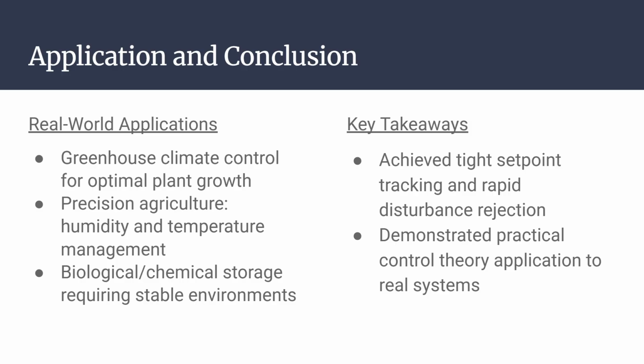And to wrap up with some applications of this project of what it would look like in the real world, a typical application would be a greenhouse climate control for optimal plant growth. If you had a scenario where you needed to maintain a set humidity despite disturbances like doors opening or people moving around, this would be a control setup that you could put into place to ensure that your environment is kept safe. And along with that, there's potential for biological or chemical storage if they need stable environments. We could implement this controller to ensure that our temperature and humidity sensor readings are met.